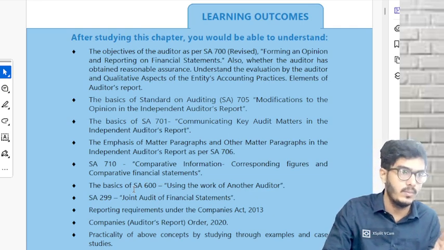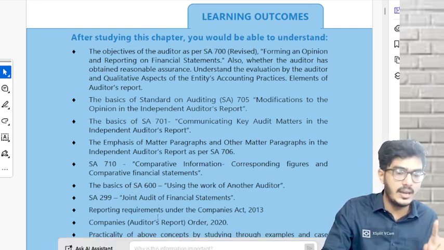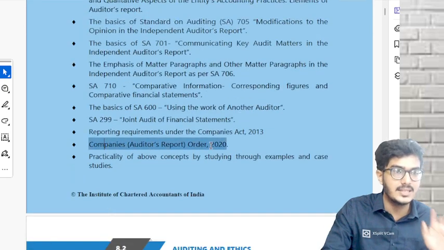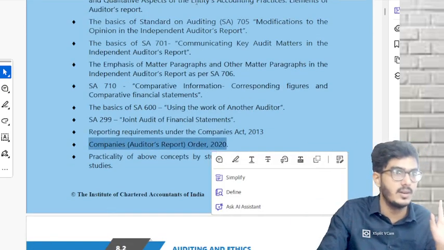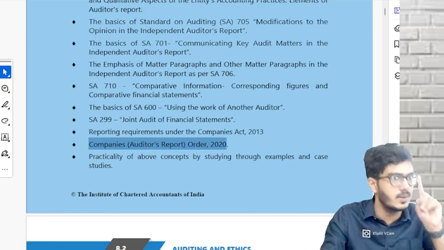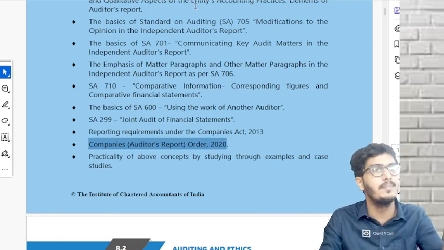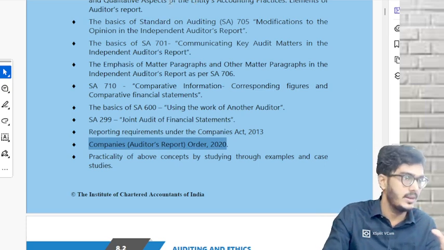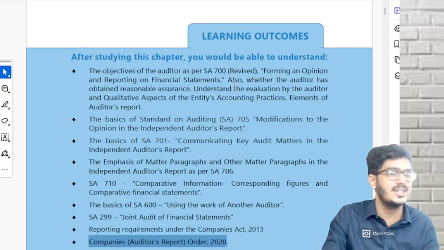What is that? CARO. Take CARO. Every attempt, one question will come in the examination from CARO. Whether you do the reverse order or the straight order, one question is going to come from CARO. Very simple, 21 clauses, please do it. And from the rest of the 7 essays, take a normal approach.